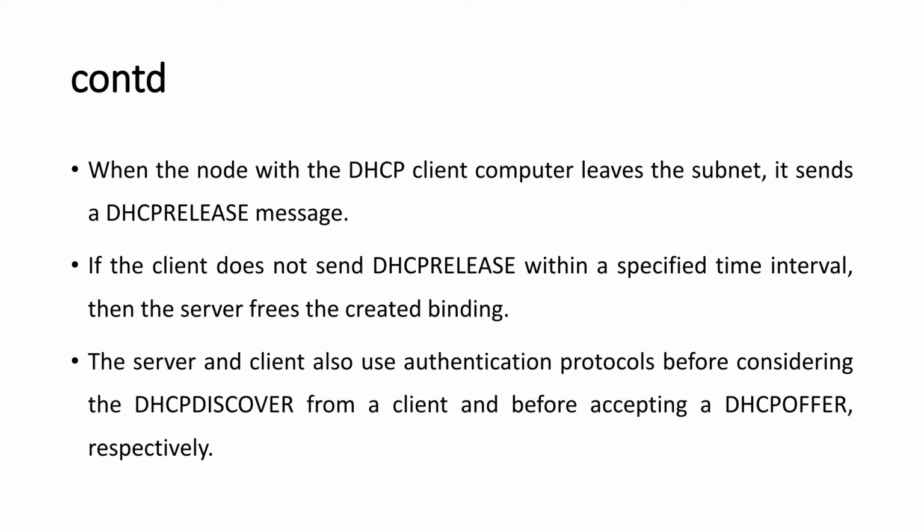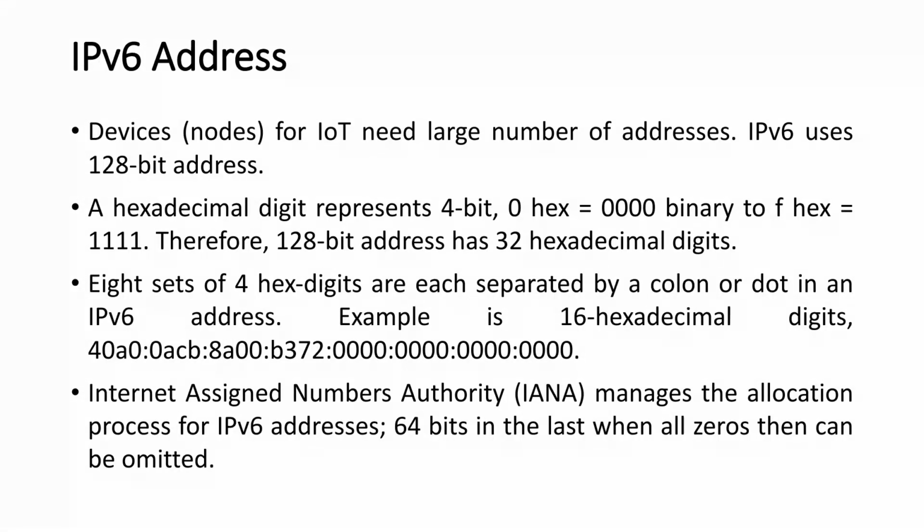Next we are going to see about the IP version 6 address. Here the devices or nodes for IoT need a large number of addresses. IP version 6 uses a 128-bit address. One hexadecimal digit is 4 bits, from binary 0000 to 1111. Therefore a 128-bit address has 32 hexadecimal digits.